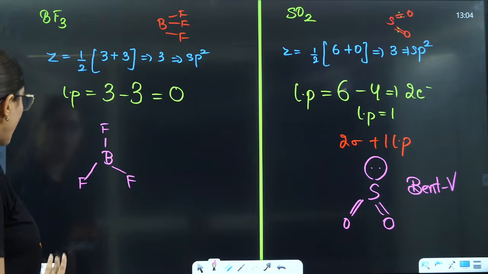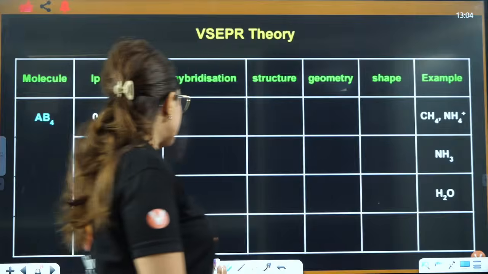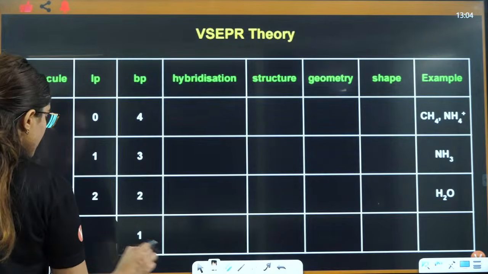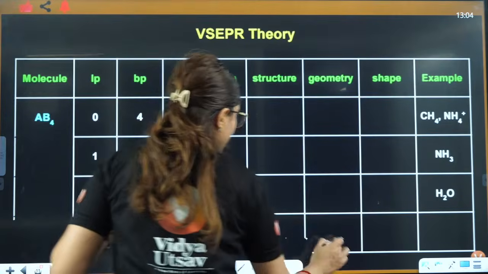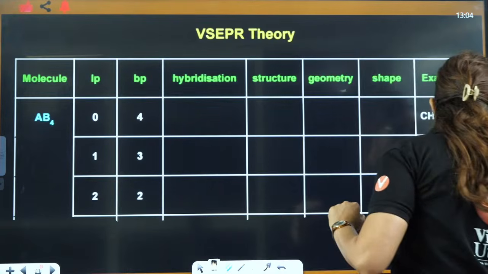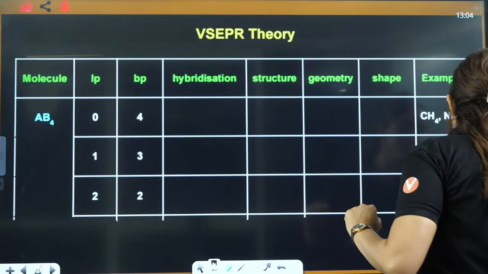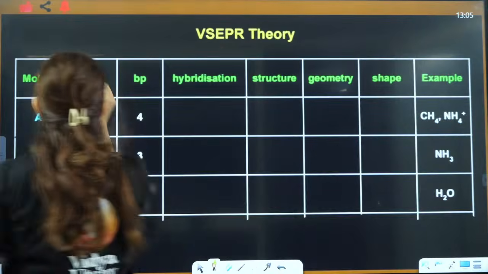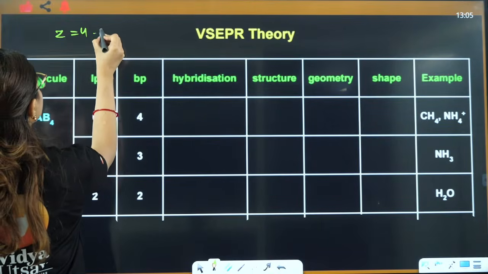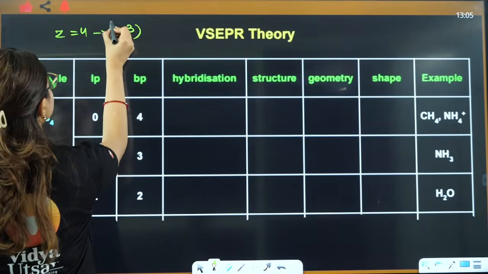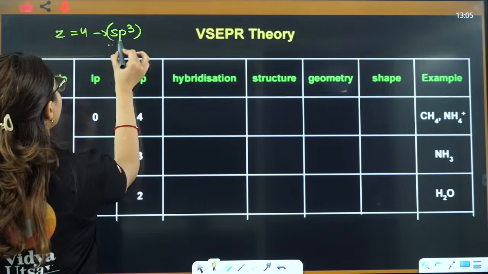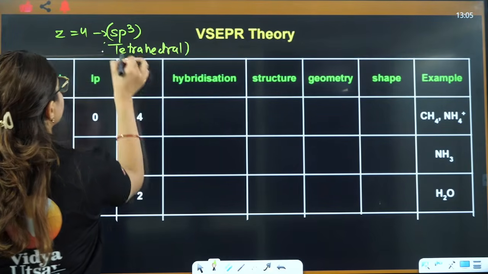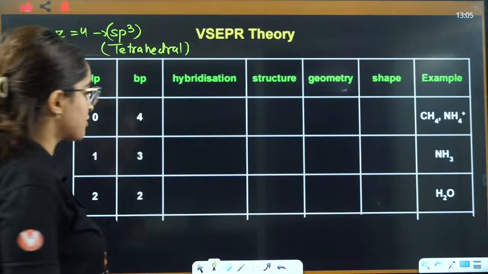Structure I have already drawn for you. Now let's talk about the next thing, guys. When the steric number is 4, then we say that it has sp3 hybridization. That means it is said to be tetrahedral in nature.